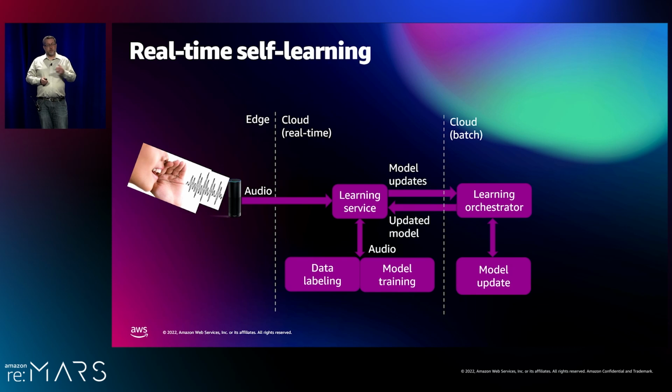And then the learning service can send these model updates to this learning orchestrator to combine them all together to produce the final model. This is novel because this whole thing is running in a streaming fashion, so it's doing real-time labeling with self-learning techniques and reducing the time we have to hold onto audio to as small as possible.